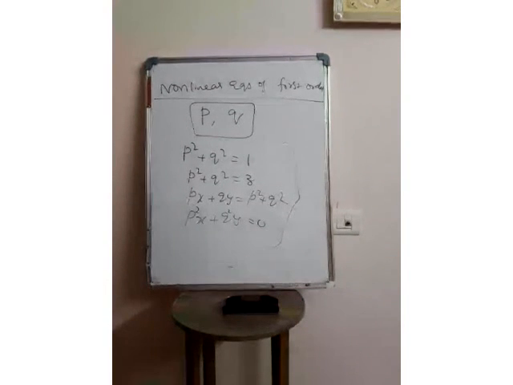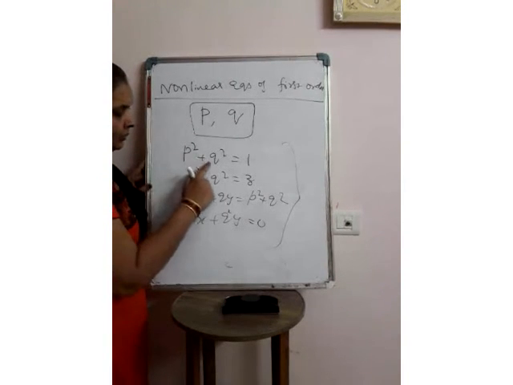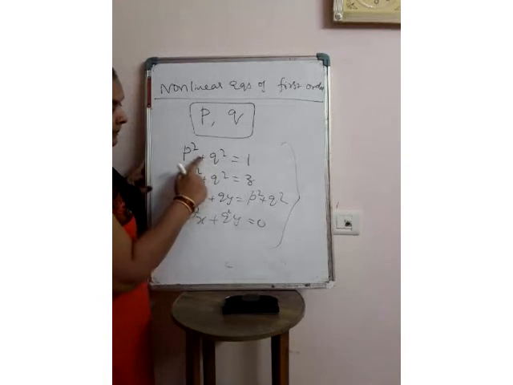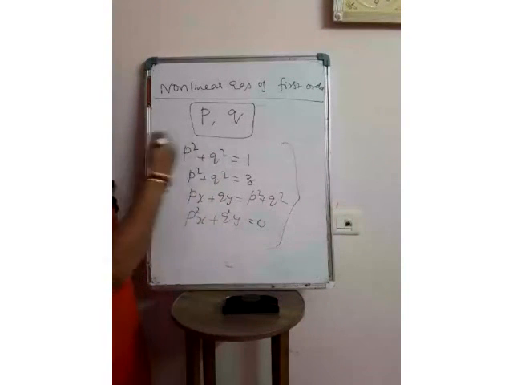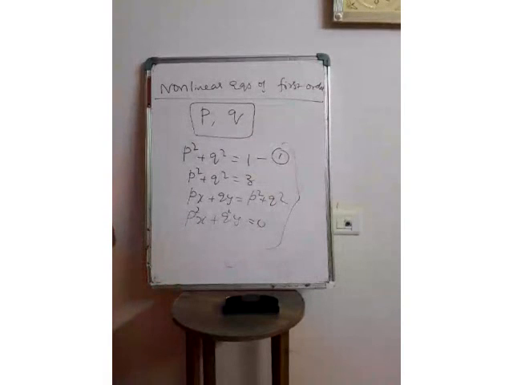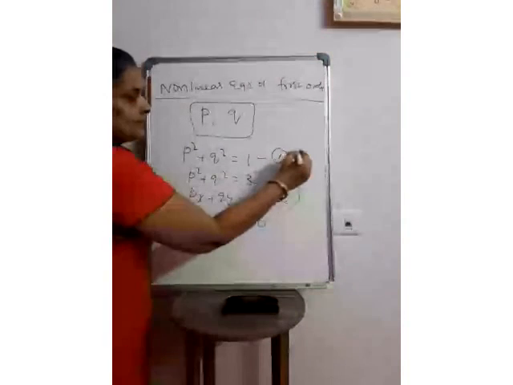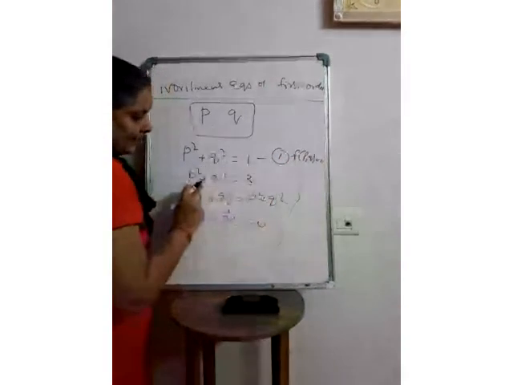In the first problem, the equation consists of only P and Q. Though the powers of P and Q are not equal to 1, they are higher powers. The equation consists of only P and Q. It does not have any x, y or z. So this comes under the first model of nonlinear equation: equation consisting of only P and Q. I write it as f of pq is equal to 0. That is the first model.